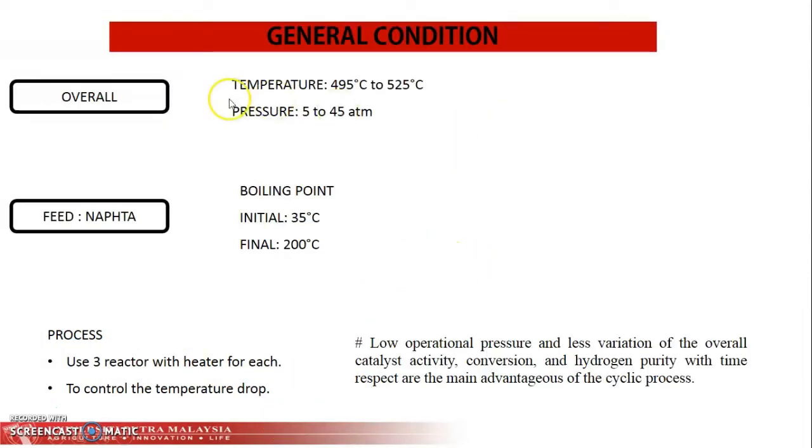So this is the general condition. This is the overall temperature, which is 495 degrees C to 525 degrees C, and pressure 5 to 45 atm. And this is the boiling range for the feed: initial boiling point 35 degrees C and final boiling point 200 degrees C. In conclusion, the process uses 3 reactors with a heater for each to control the temperature drop.